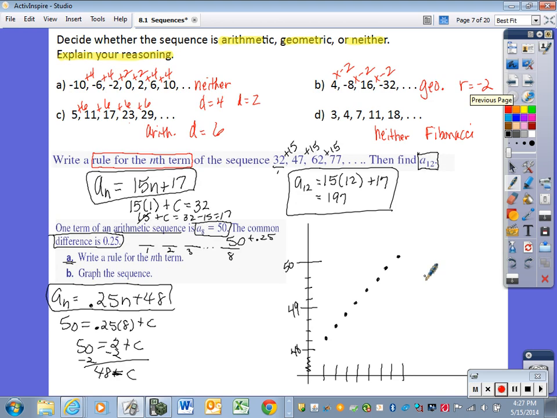I'm going to go back here. Our expression was a sub n equals dn plus c. A linear is y equals mx plus b. Notice y, my range, is the same as my terms, a sub n. D, the difference, is the same as my slope. The position is the same as my x, my domain. D is the same as slope.